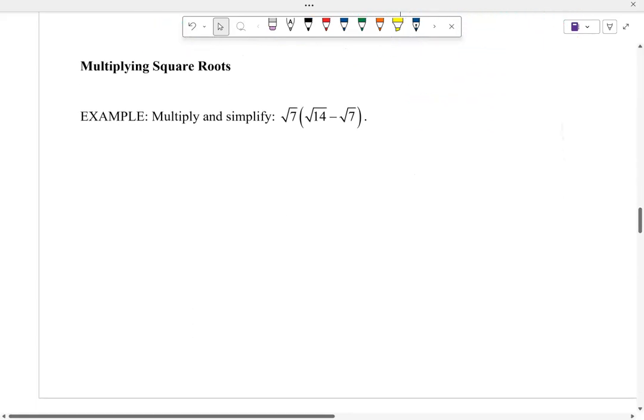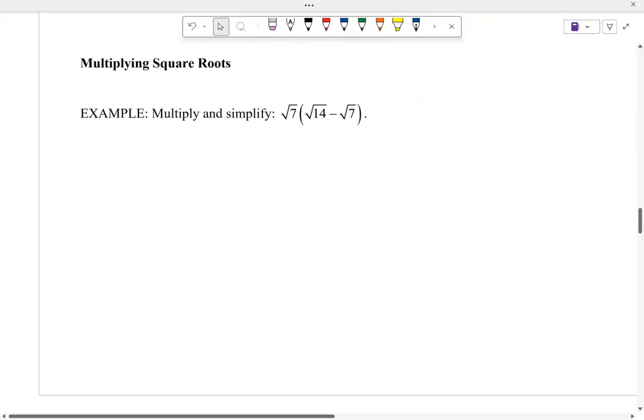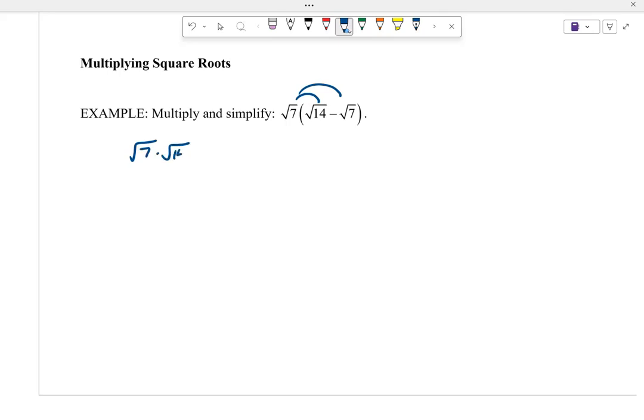I'm going to multiply square roots to finish out this. So we're going to be multiplying, we're going to distribute that. Square root of 7 times the square root of 14 plus square root of 7 times a negative root 7. Well, positive times a negative is a negative. So I've got square root of 7 times 14. I can put those all underneath the same radical. And then we're just going to simplify that.